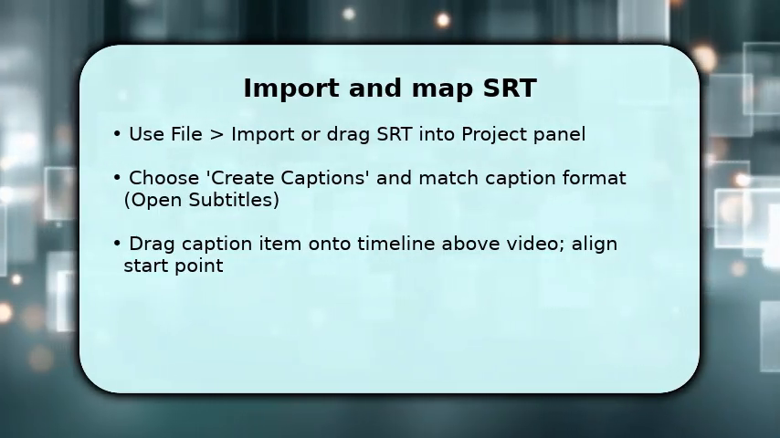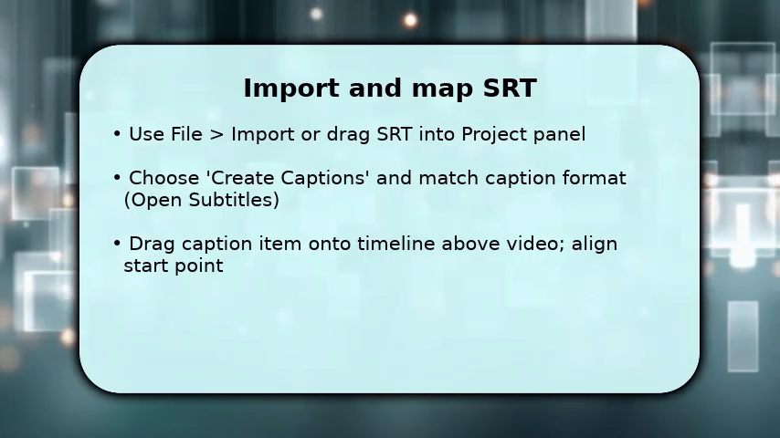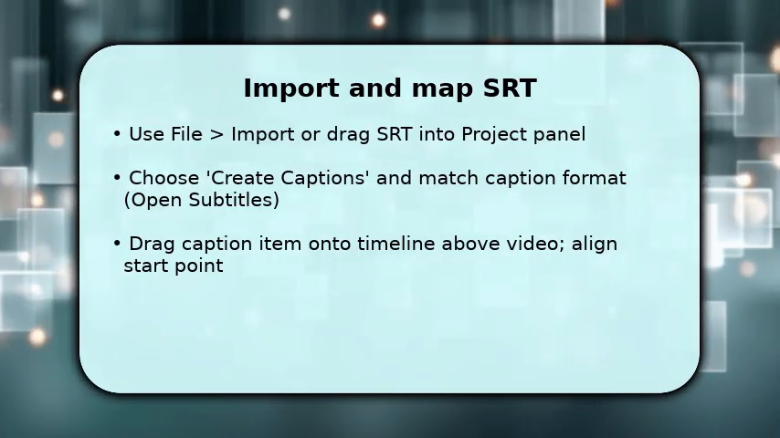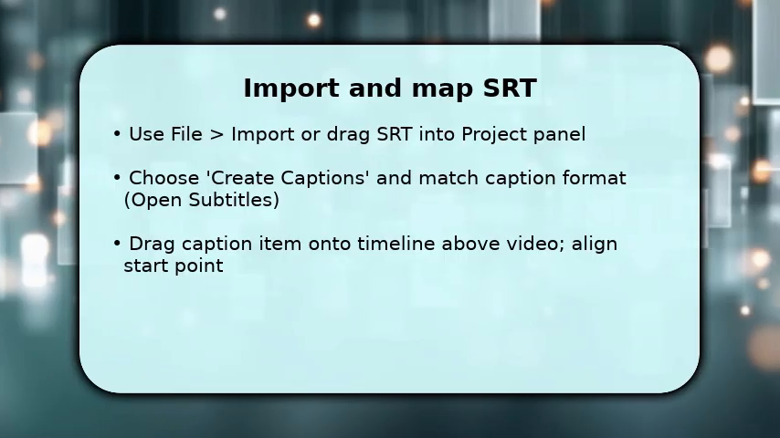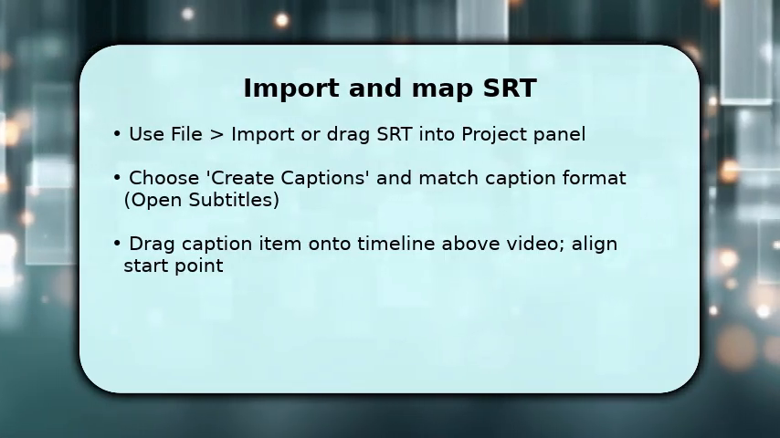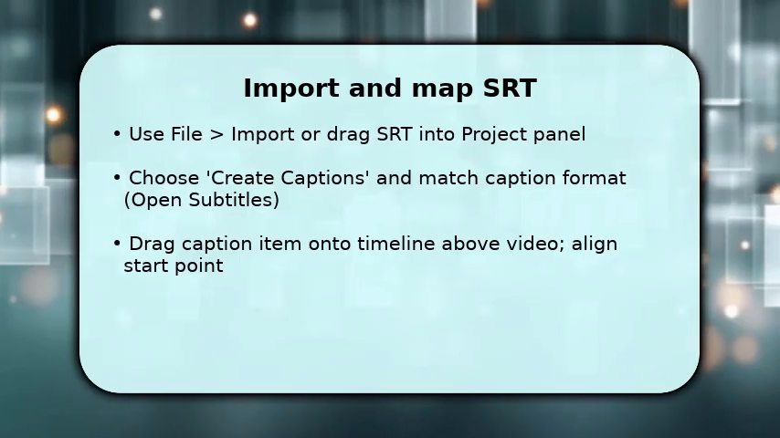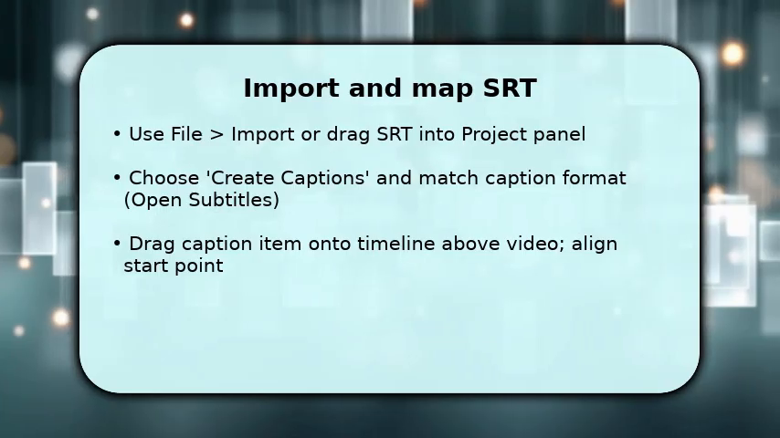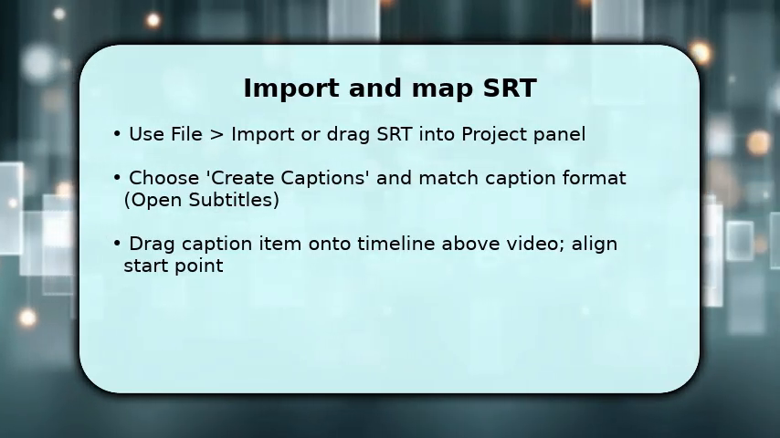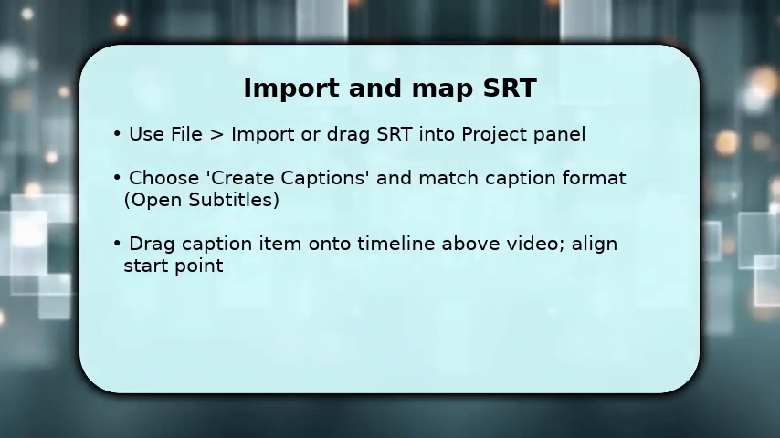Next, choose the correct caption format, open Subtitles or 608/708, so style and timing behave predictably. Then drag the caption asset onto a dedicated track above the video and snap its start to your sequence playhead. While doing this, scrub through the timeline to confirm timestamps align. If not, you'll adjust timing or frame rate settings.